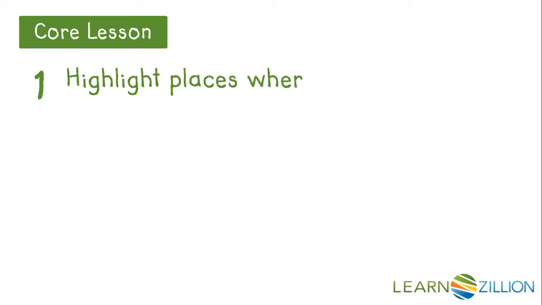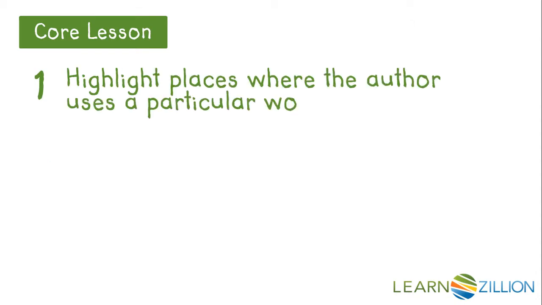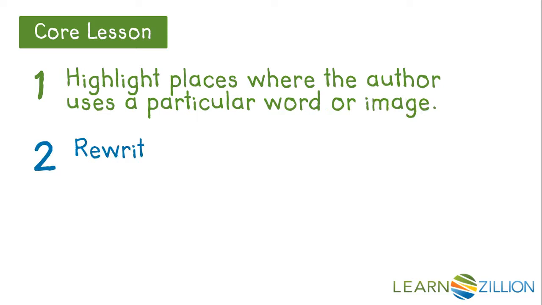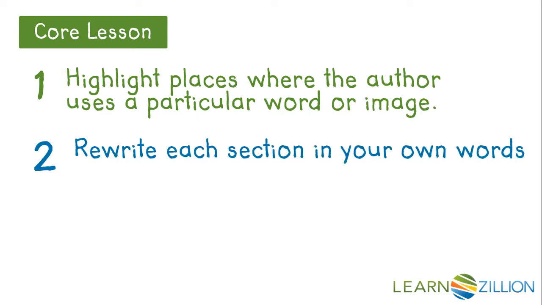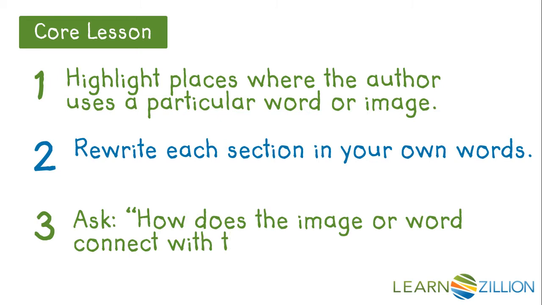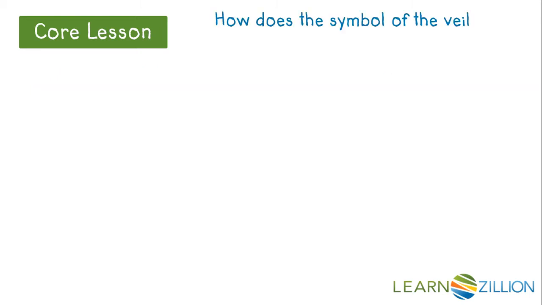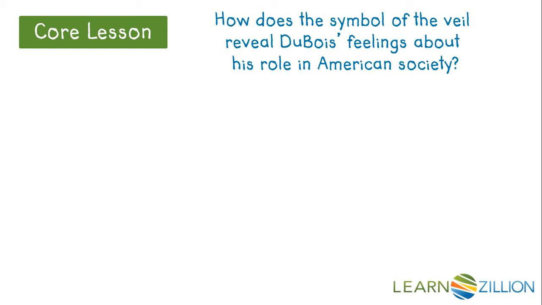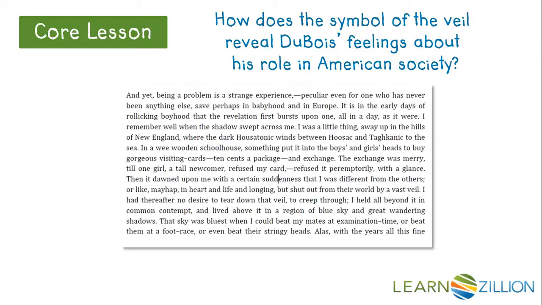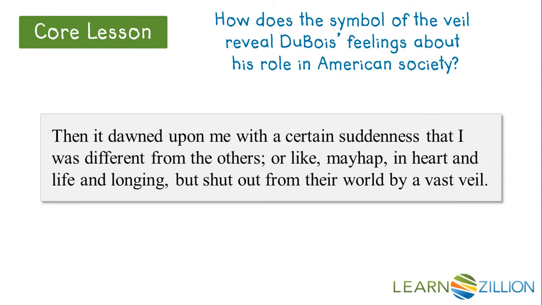So in this lesson, we're going to highlight places where the author uses a particular word or image, and then we're going to rewrite each section in our own words. And finally, we're going to ask, how does the image or word connect with the meaning of the text? So when we look at this question, how does the symbol of the veil reveal Du Bois' feelings about his role in American society, I know that when I go back and look at the text, I'm going to be looking for places where they use the word veil.